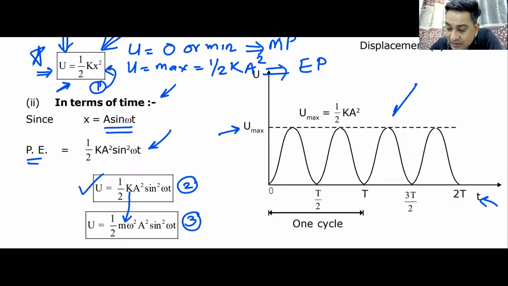And this is the graph. This is the graph of sine square omega t. It does not go in the negative side. It always remains on the positive side. Do we understand this? Yes, sir. And remember, this graph will repeat itself after T by 2, where T is the total time period. If it is T, this graph will repeat itself by a time interval of T by 2.